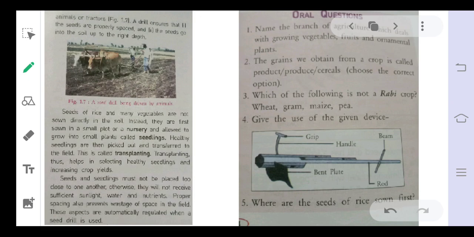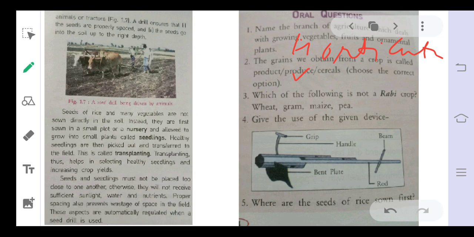So there are some oral questions that you have to do. The first question: the name of the branch of agriculture which deals with growing vegetables, fruits and ornamental plants is called horticulture. Then second, the grains we obtain, as we discussed last day, are called produce.